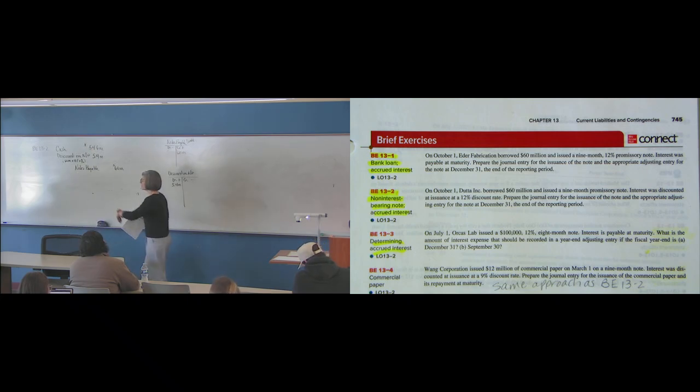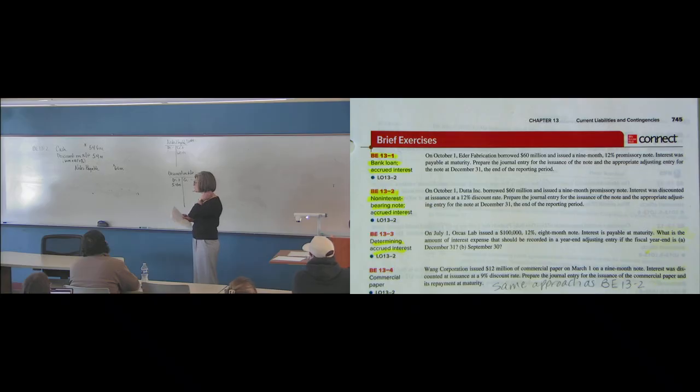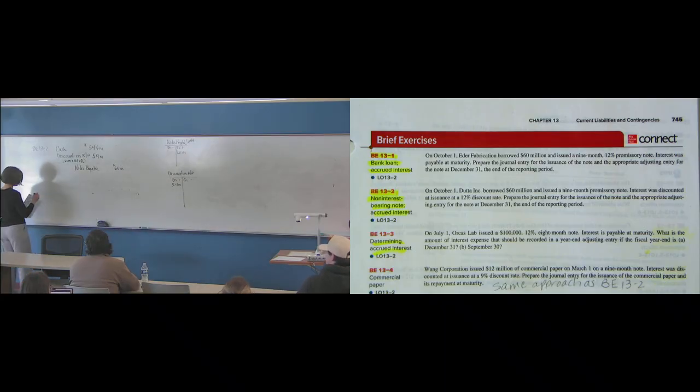So you only get deposited in your bank account 54.6 million, but you have to pay back 60 million. All right, so that's a discounted note. It just asks for the journal entry at December 31st. But I think it'd be fun to do the rest of it, maybe not. I don't know, what do you think?